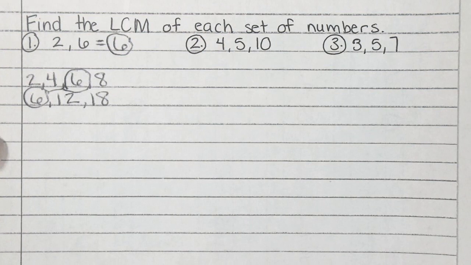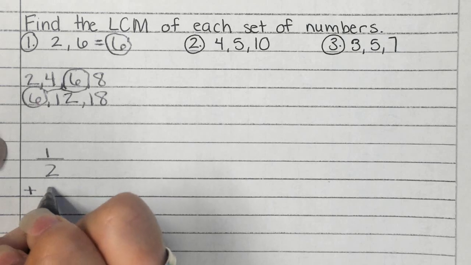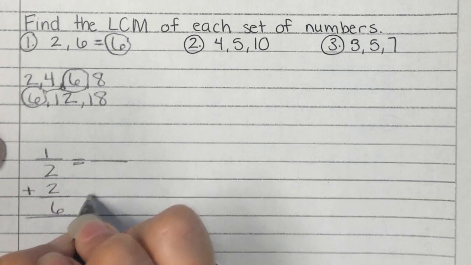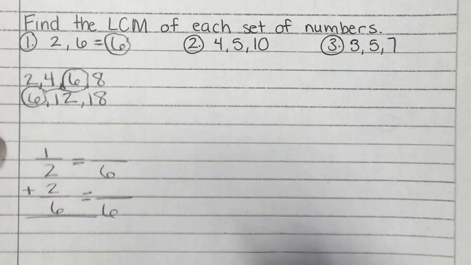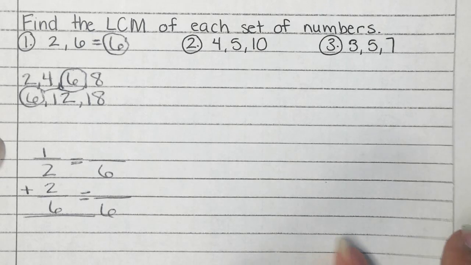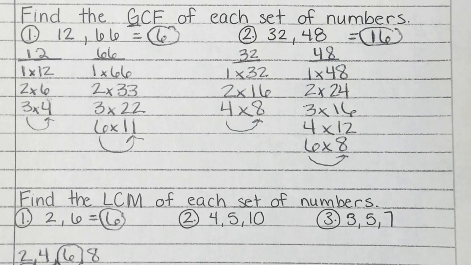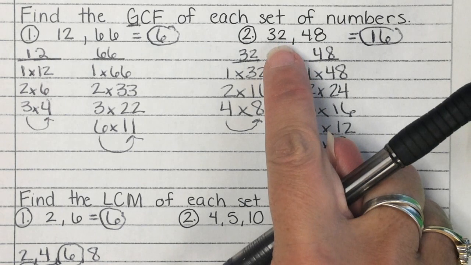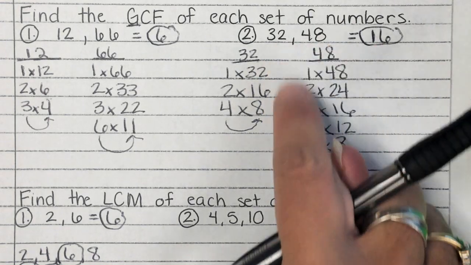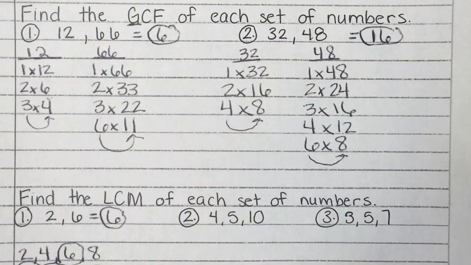What that means is if you had a fraction, let's say something like 1/2 plus 2/6, you would want that common denominator on the bottom to be a 6. That's where we use LCM. GCF, greatest common factor, goes with simplifying. So if you had fractions with 32 and 48, or 32 48ths, we know that 16 can go into it. That's where this works, simplifying fractions.